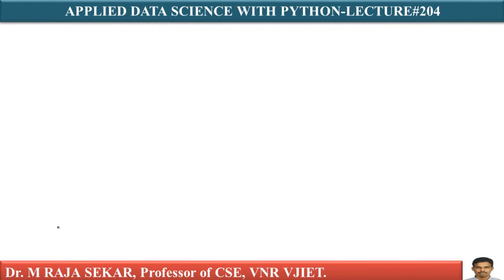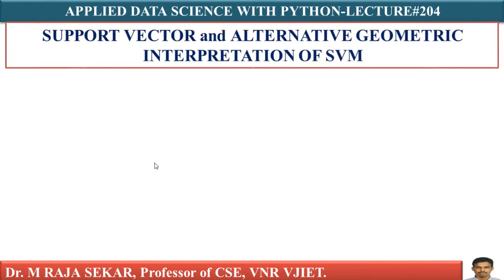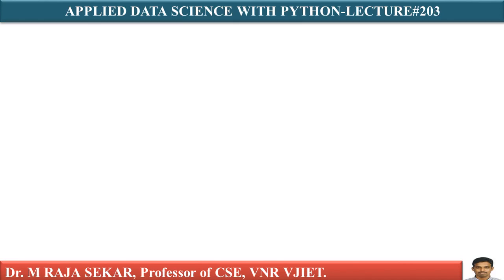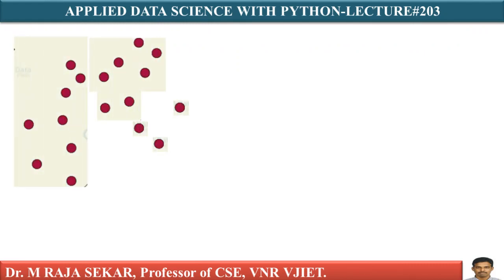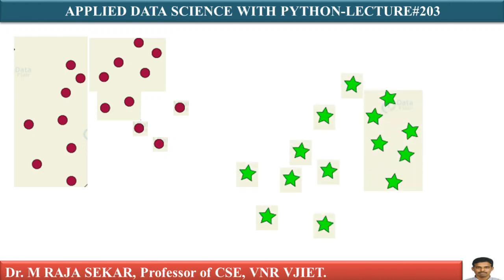In this lecture, we will try to understand what is support vector, and we will also try to understand an alternative geometric interpretation of support vector machines. Let's assume I have a bunch of positive points and a bunch of negative points. Let's assume my margin maximum hyperplane is pi.